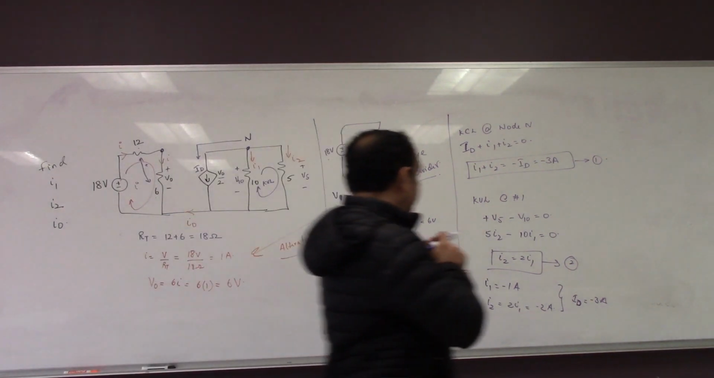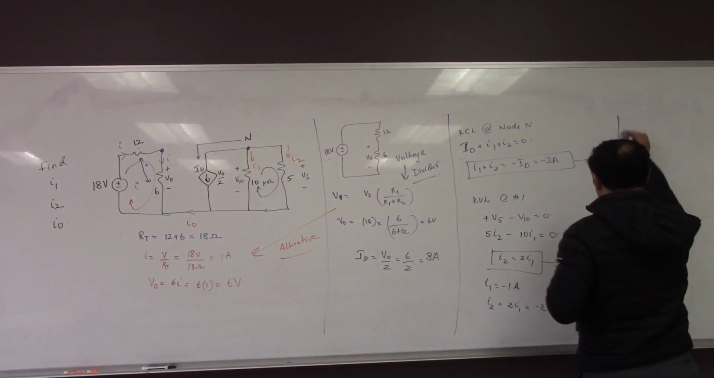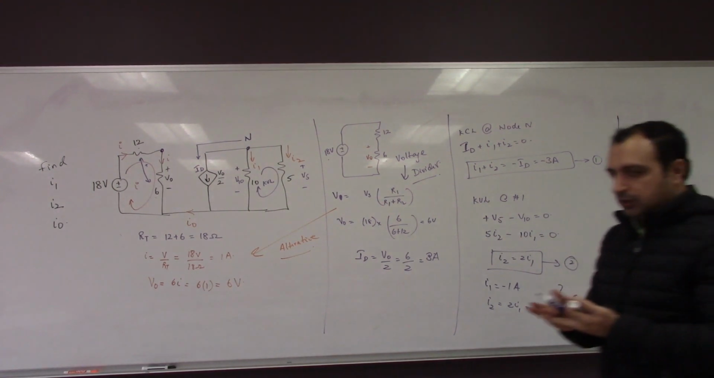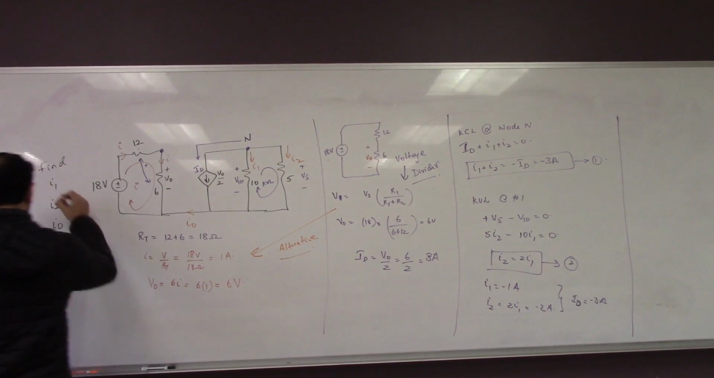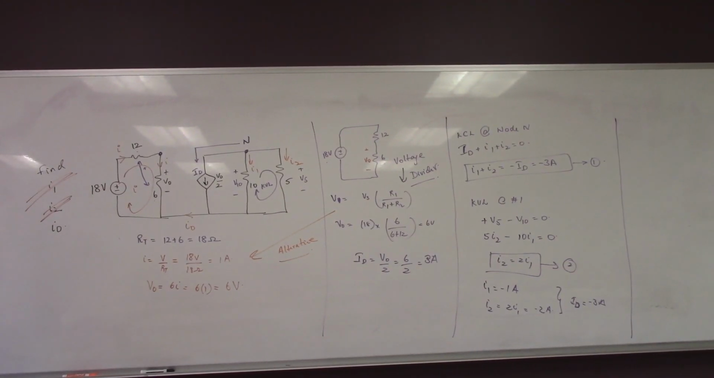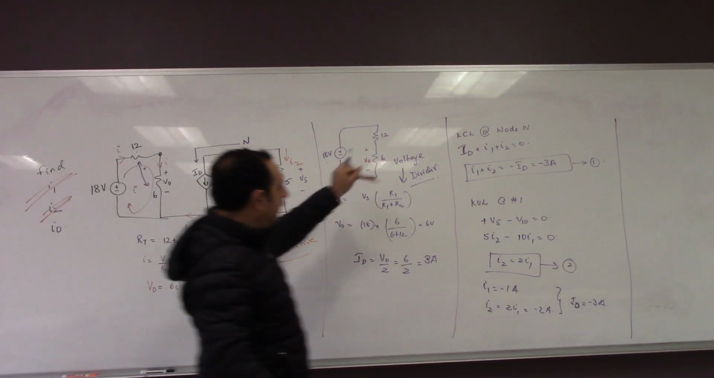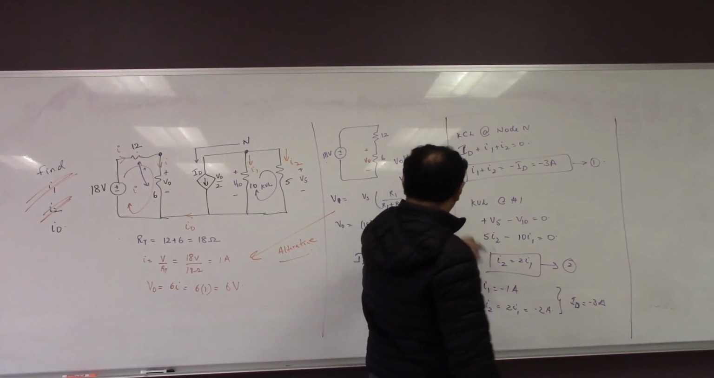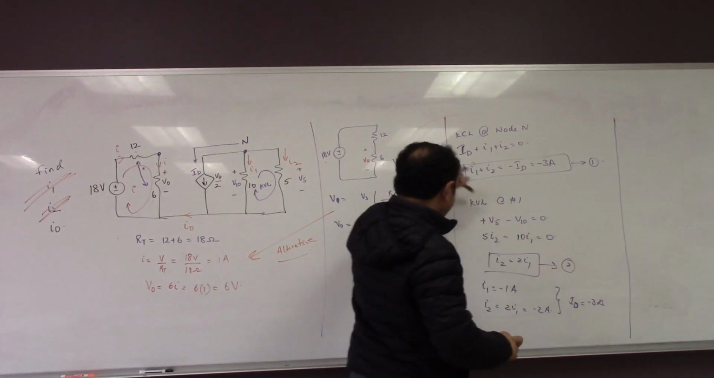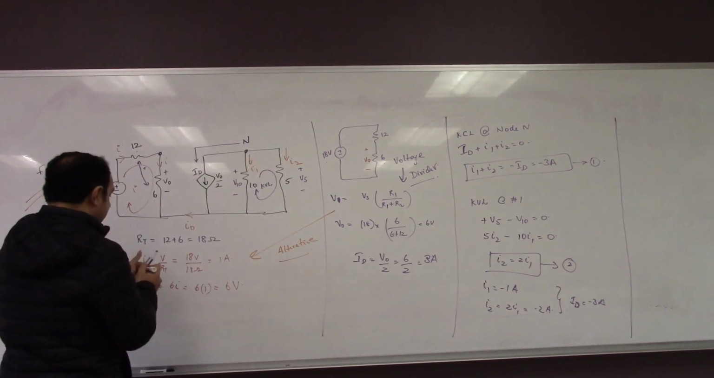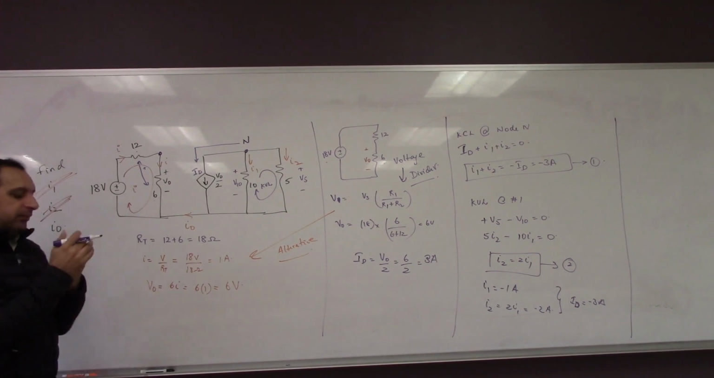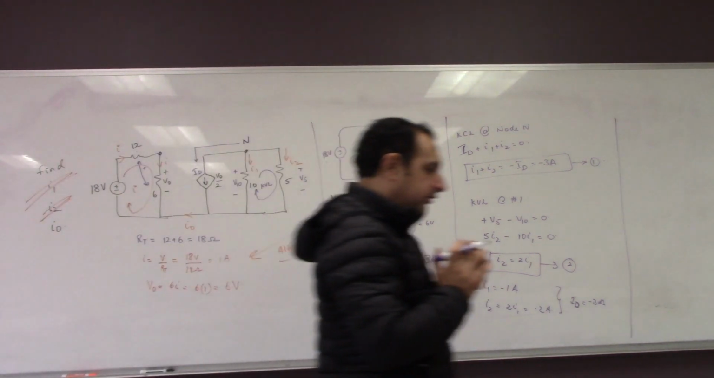Okay, all right. So we found I1 and I2, these two currents are done. Now, this was to find I1 and I2. I'll show you a different way in a moment. But let's talk about I0 for a brief moment. Looking at the diagram, what can you tell me about I0? What should be I0?